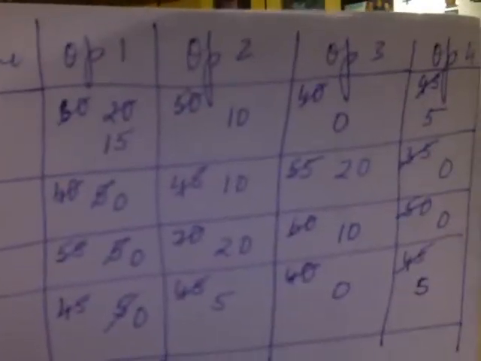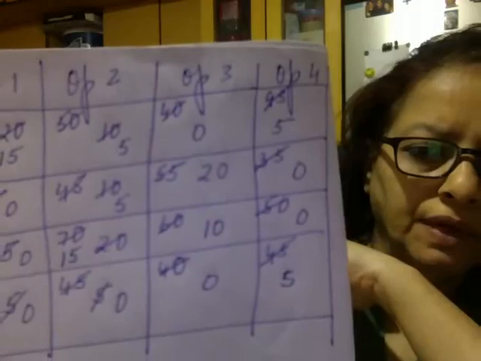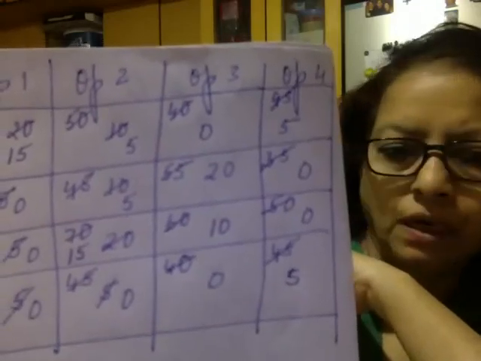Next column, there is 10, 10, 20 and 5. Naturally, we'll take 5. So 10 minus 5 is 5. 10 minus 5 is 5. 20 minus 5 is 15. 5 minus 5 is 0. So in operator 2, you have 5, 5, 15 and 0.